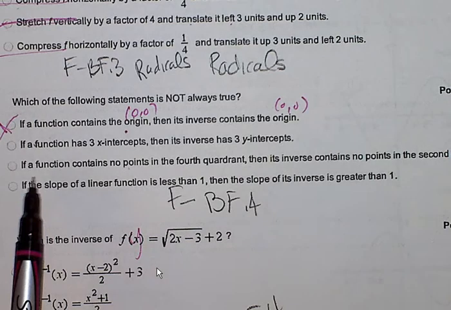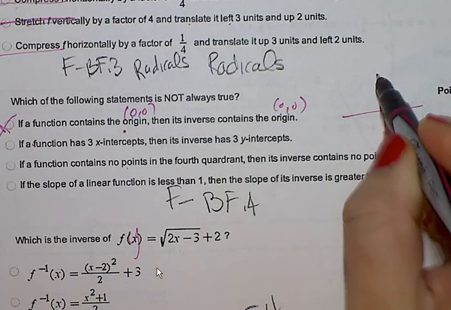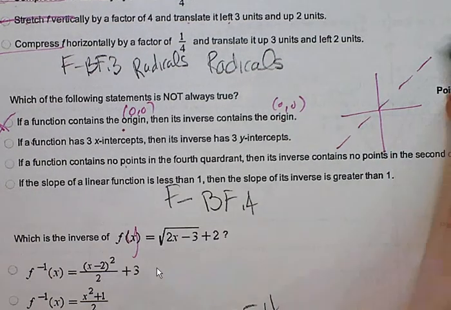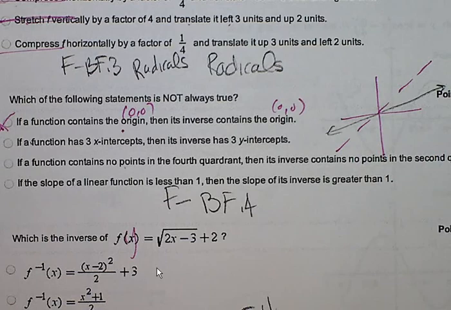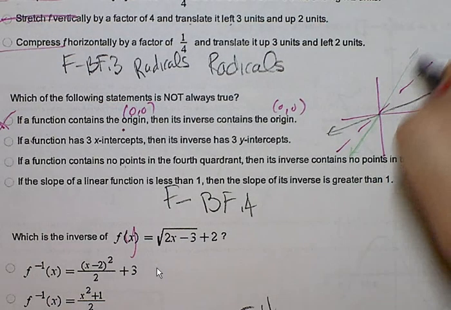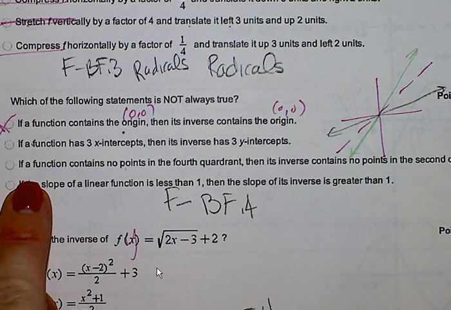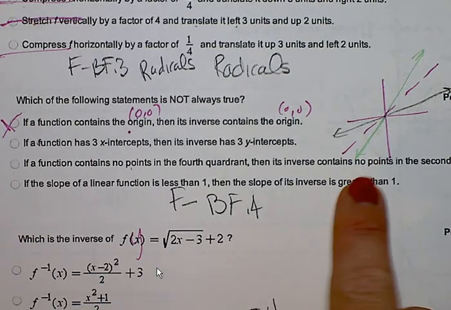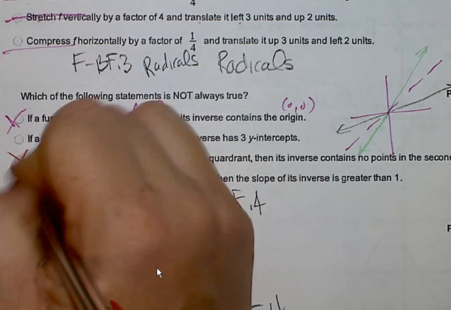A function, let's look at this picture here. Can I draw a picture that never goes through the fourth quadrant? Sure I can, like this. Do you agree that the original function never goes through the fourth quadrant? Yes or no? Okay. Now when I draw its inverse, and clearly you guys can see I'm not very good at drawing, do you agree that the inverse never goes through the second quadrant? So is it true that if a function has no points in the fourth, we can assume the inverse has no points in the second? Yes or no? That's true. Cross it out. We're trying to find out what is false.